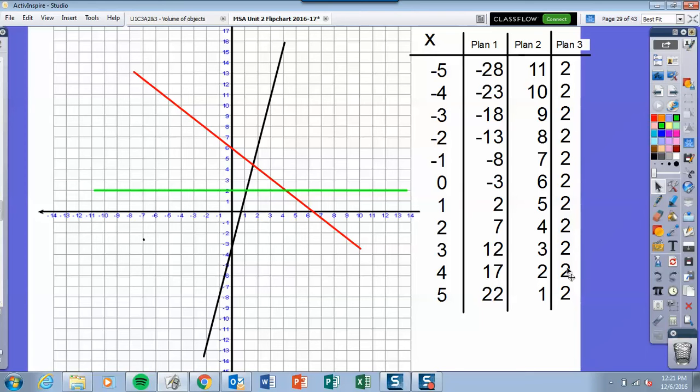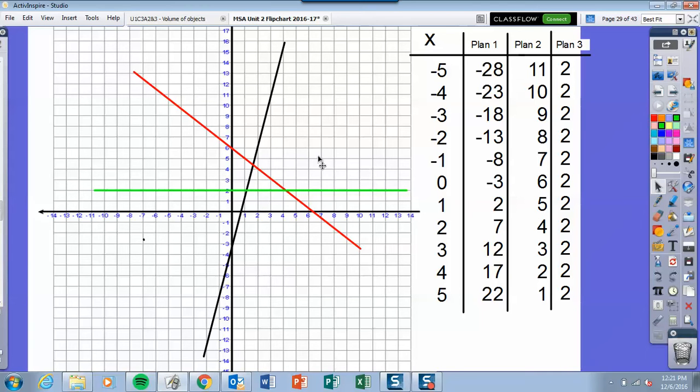I see that on my graph as well. For plan 1, this black line, as x is increasing, my black line is increasing. For plan 2, the red line, as x is increasing, it is decreasing in y values, and the green line is staying the exact same way.